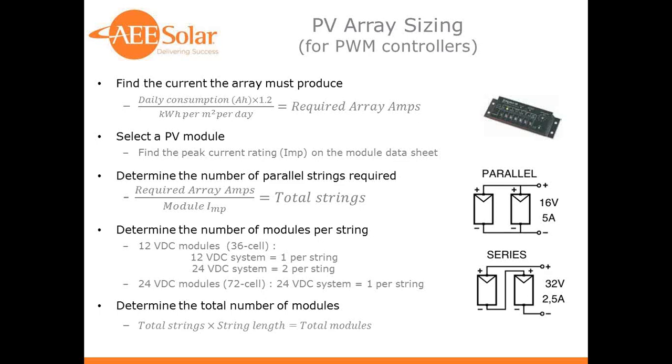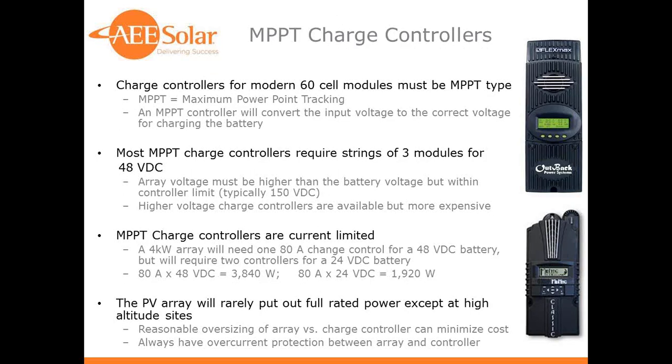If you're using a 12-volt module, which is a 36-cell module, and it's a 12-volt system, there's only one module per series string. But with that same module in a 24-volt system, you're using two in series in the series string. 48-volt will be 4 in series. And there are 24-volt nominal modules, and a 72-cell PV module is considered 24-volt nominal. So in a 24-volt system, you just have one in a string at that point. So then you need to look at your total number of strings and the total string length, which will give you a total of modules that you will need.